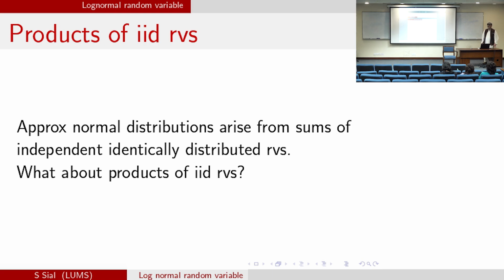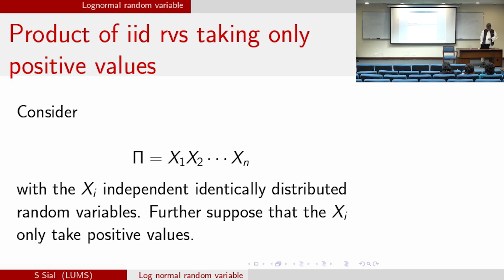If I take the product of a whole bunch of random variables, which are in fact basically the same random variable, with the same mu and the same sigma, what do they look like? Would that look normal? Well, all right. So let's see.